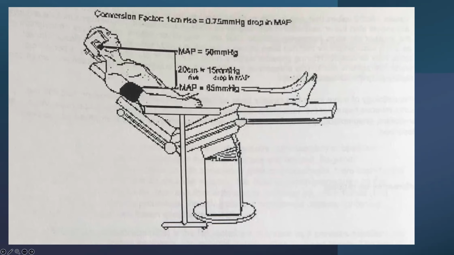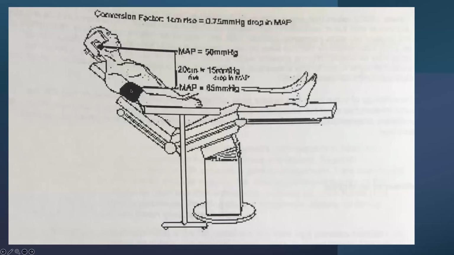So how do we get that? Going from the supine position to the sitting position, and often surgeons want the patients at about 20 degrees, a 1 centimeter rise equates to a 0.75 millimeters of mercury drop in the mean arterial pressure from what it is here at the level of the arm, which is the middle part of the non-invasive blood pressure cuff.